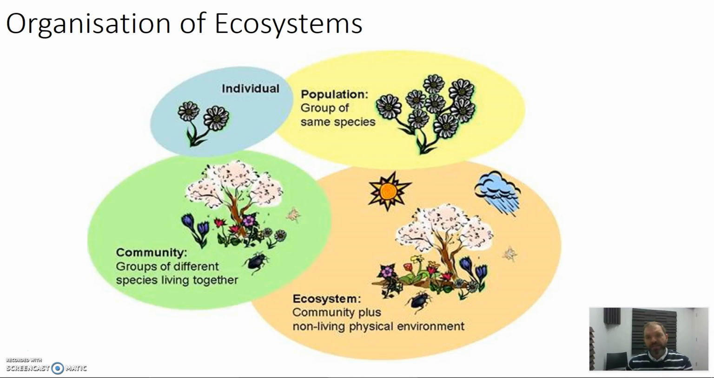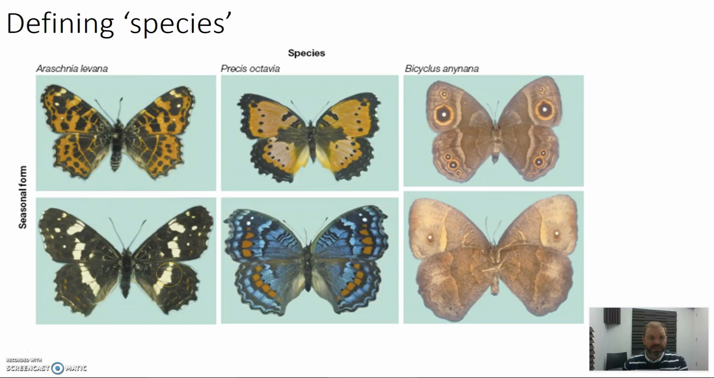So when we talk about a species, we just need to be sure of what we're talking about here. If we look at a big system of ecosystems, an ecosystem is a community of living things plus the non-living physical environment. If we just look at the community, then the community is a group of different species, a number of different populations living together. Each population is a group of that same species made up of individuals. So a population is a group of individuals of the same species. But we still haven't quite defined what a species is yet.